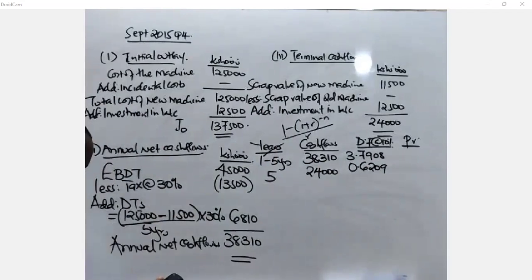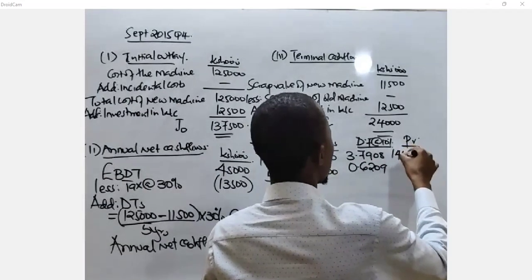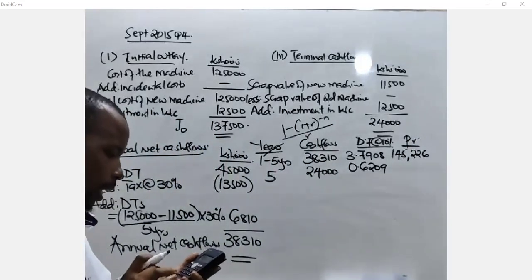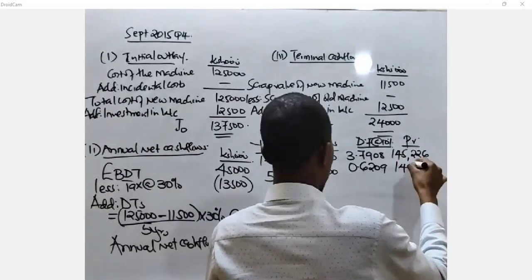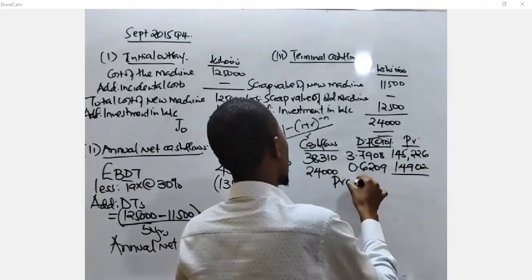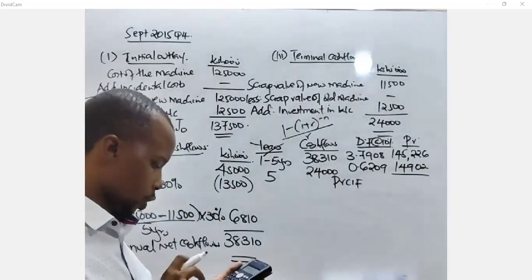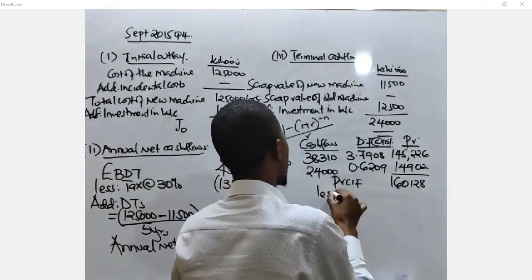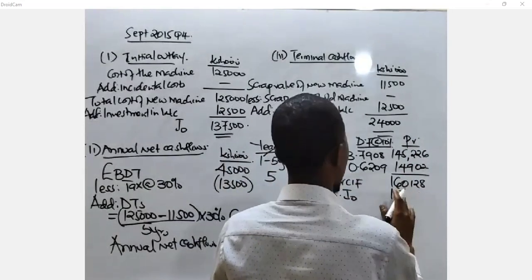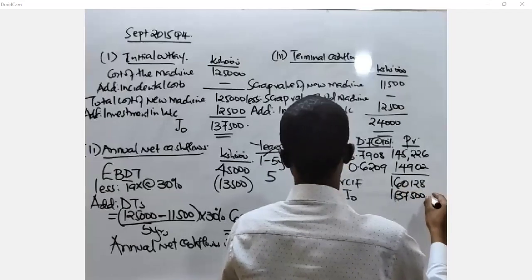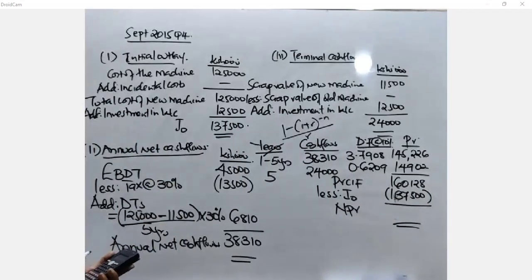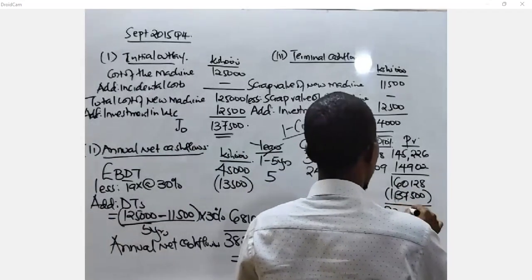So in this case, it will be 30,310. We multiply it with 3.7908, getting around 145,226. Then the other one is 24,000 times 0.6209, getting 14,902. So what is your present value of the cash inflow? The present value of your cash inflow, 145,226 plus 14,902, we get around 160,128. Then you less your initial outlay of 137,500. So what is your NPV here? We say our NPV would be 22,628.